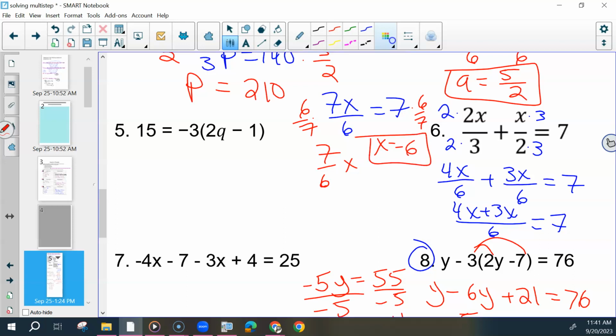6. If we put that back in, 2 times 6 is 12. 12 divided by 3 is 4. 6 divided by 2 is 3. 3 plus 4 is 7. It works.